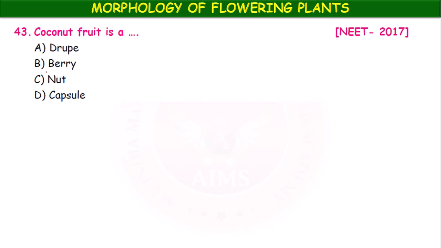Coconut fruit is a... Fruits are of different types, and we have discussed only the general structure of fruit. In higher classes you will study types and classification of fruits, that is simple fruit, compound fruit or aggregate fruit, and different types: drupe, berry, nut, capsule. So coconut is a drupe. This question appeared in the NEET entrance 2017.